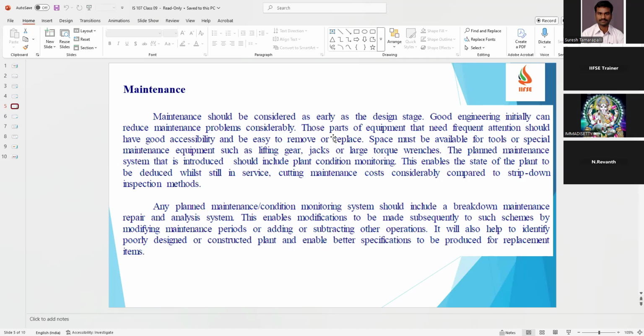So whenever there is frequent visit and monitoring, those parts should be easily accessible for easy removal and replacement. Space must be available for tools or special maintenance equipment such as lifting gear, jacks, and large torque wrenches. And the plant maintenance system that is introduced should include plant condition monitoring. This enables the state of the plant to be assessed while still in service, cutting maintenance cost compared to shutdown inspection methods.